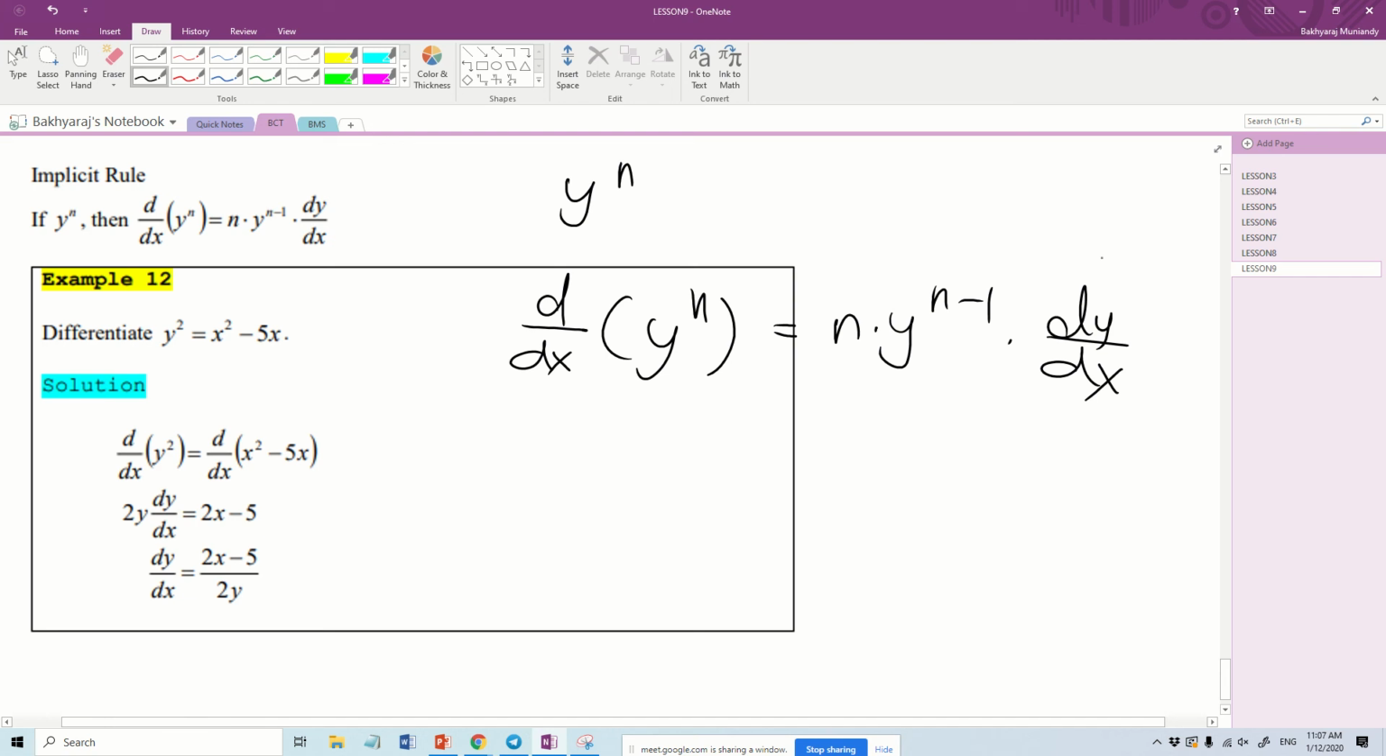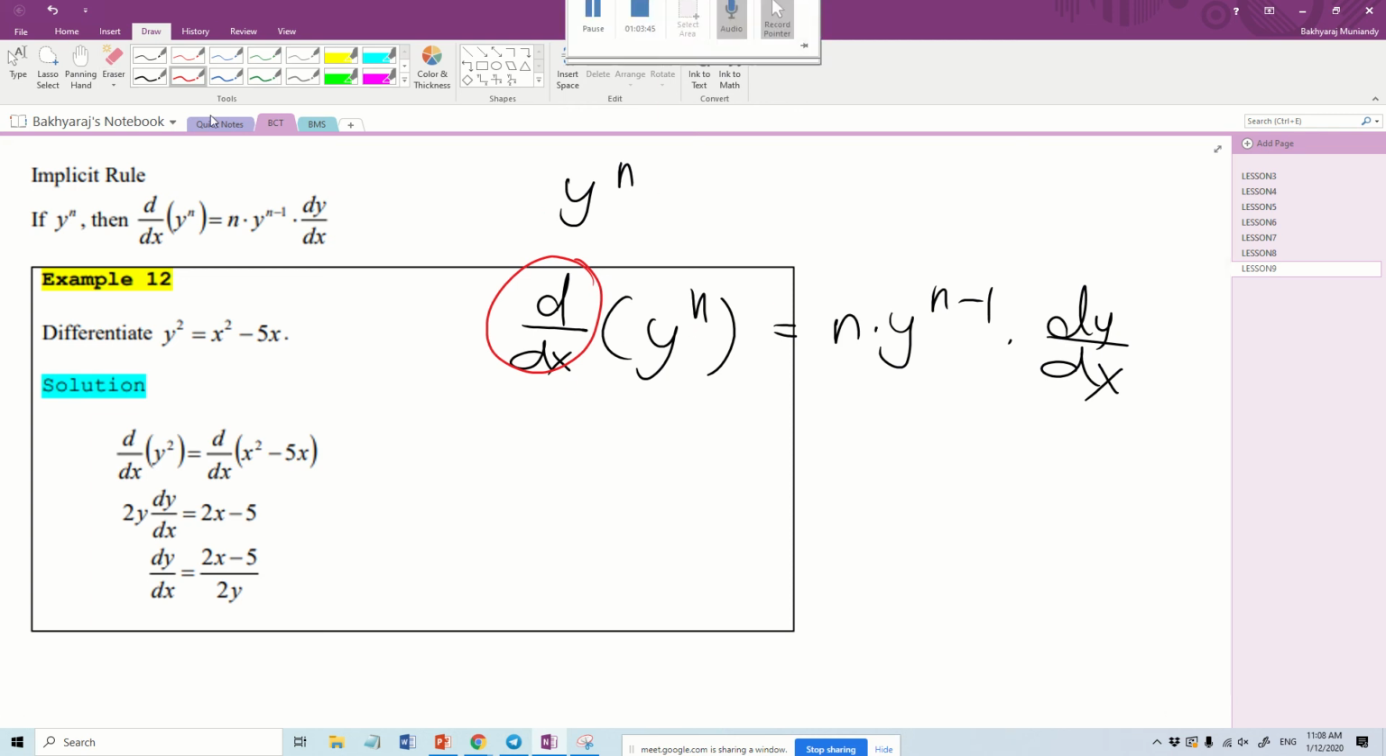Okay, dalam case ni you differentiate y itself. Sebelum ni ialah you differentiate x, right? But this time you want to differentiate y itself. So to differentiate y itself, this is the form. Differentiate y maksudnya kita kena masukkan d over dx. D over dx maksudnya kita nak differentiate y dah.